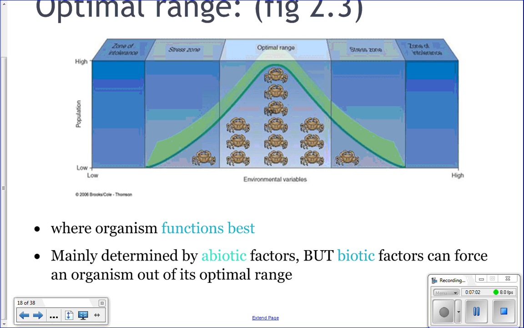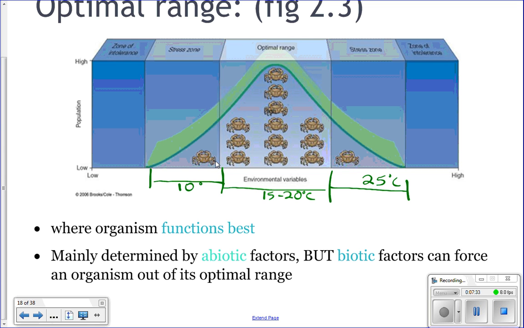So for our example, let's say that this optimal range right here for this little crab is 15 to 20 degrees Celsius temperature of water. And then let's say another crab comes into this environment and is better at competing for the food that's here. So this crab gets forced out of that area. And let's say it has to go to an area where it's 10 degrees Celsius, or up to an area that's 25 degrees Celsius.